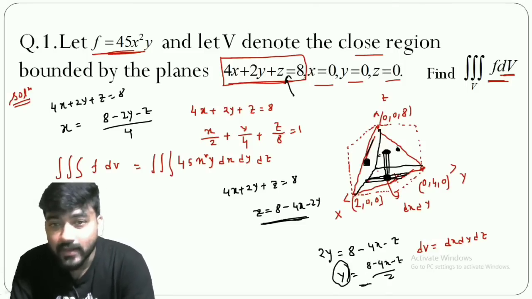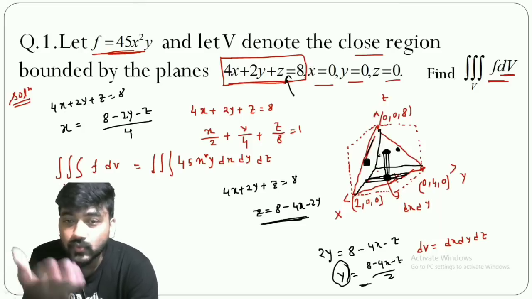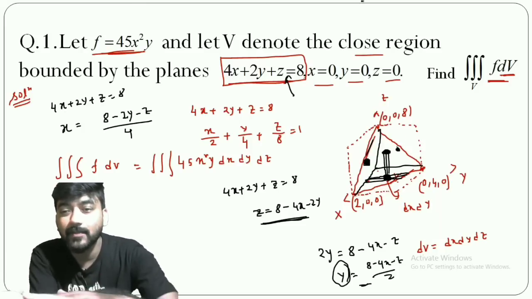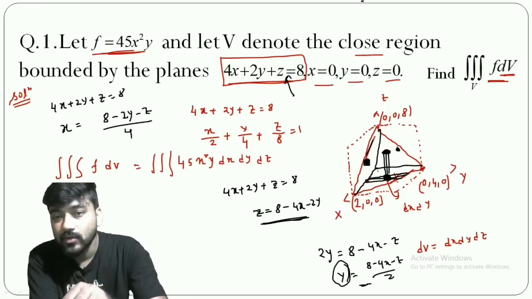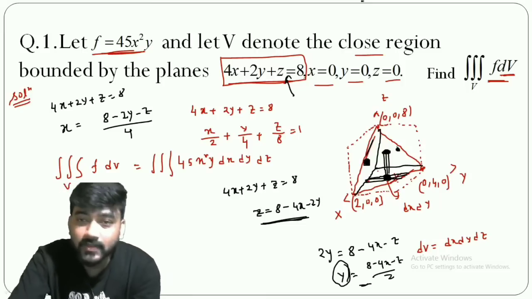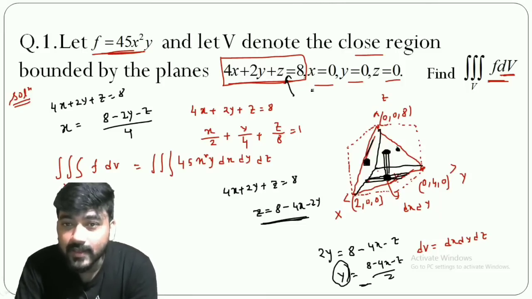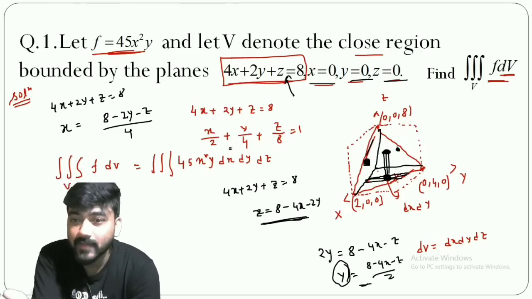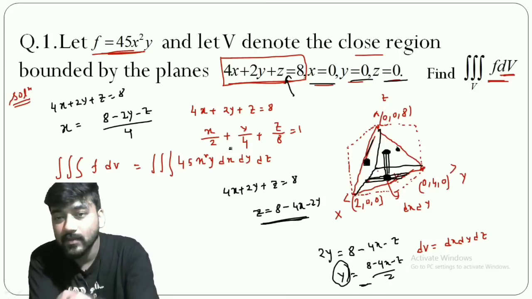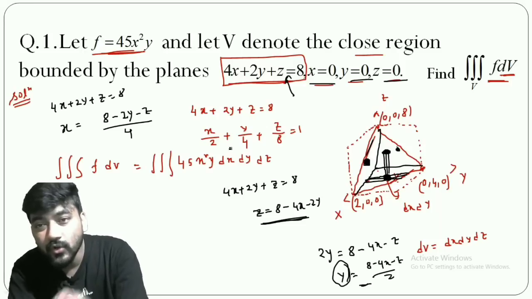Because what you actually have to do in this integration, please understand. First, you have to choose just a plane. Then from this plane, you have to move to the plane 4x plus 2y plus z is equal to 8. So first, these planes are given: x is equal to 0, y is equal to 0, and z is equal to 0. These are just flat planes. Then you have to choose any plane, either x is equal to 0, or y is equal to 0, or z is equal to 0.